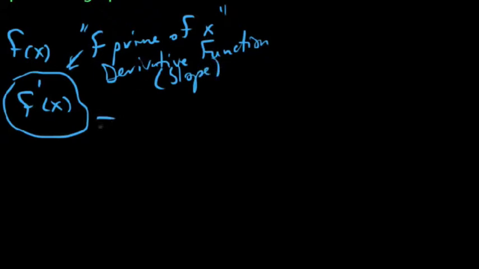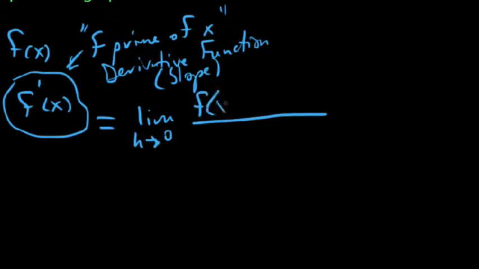We define f prime of x as this: the limit as h goes to 0 of this expression, f of x plus h minus f of x, all over h. And so what we need to do here, first of all, is find f of x plus h.